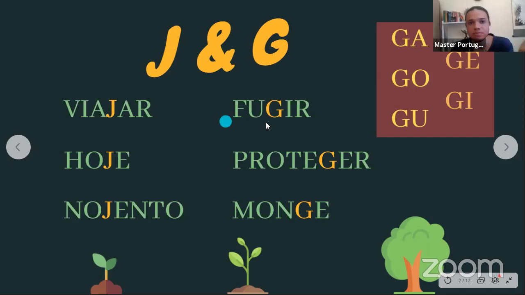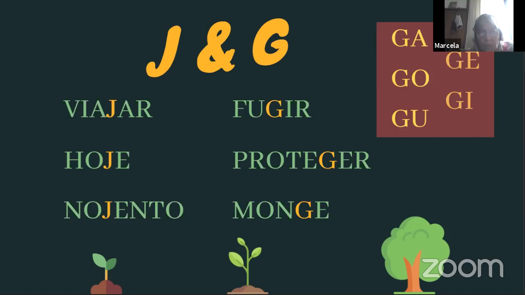So, viajar, fugir, hoje, and watch out not to say it with a hard G sound, like in viajar or fugir. No, there is no G sound. It's the J sound, okay?